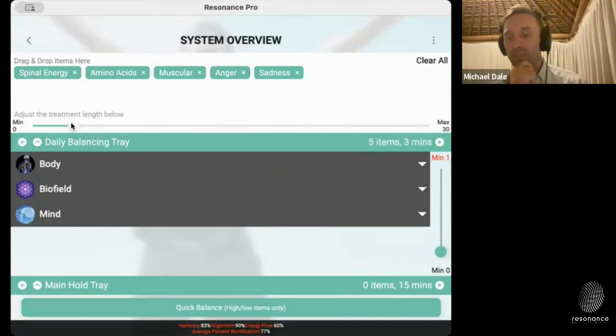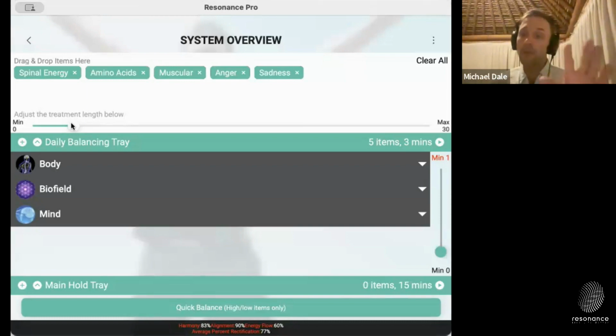Now, typically with a client, if it's their first session, the quick balance is a really good way to start. Just do a 3-minute quick balance, and then you can see how they respond to the treatment. Because in rare cases, some people do experience a bit of lightheadedness and nausea with Resonance Pro, and it can reduce some people's blood pressure a bit. So it's really important that you make people aware of that before the session.